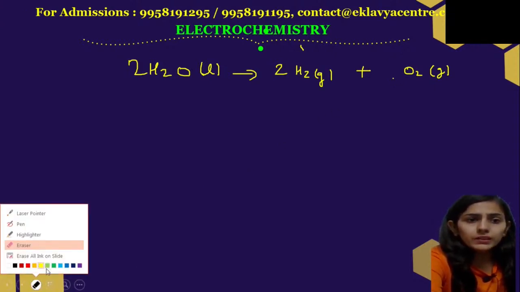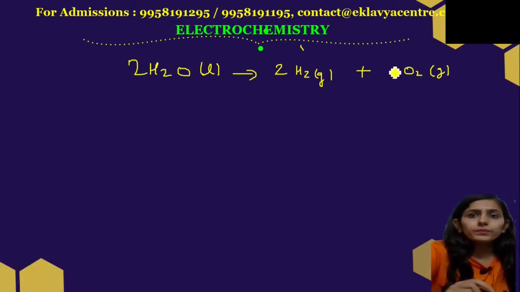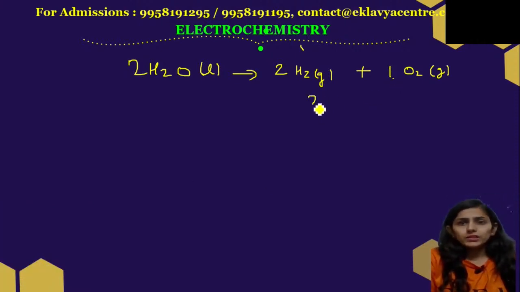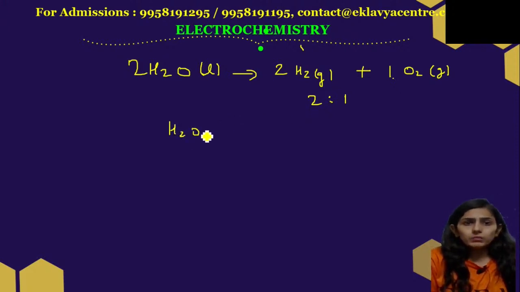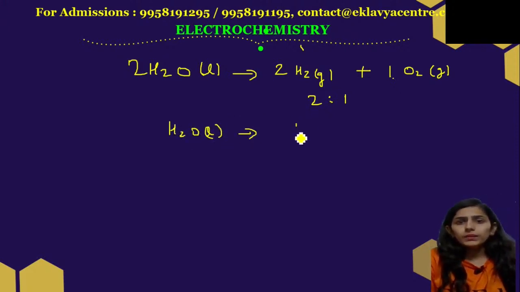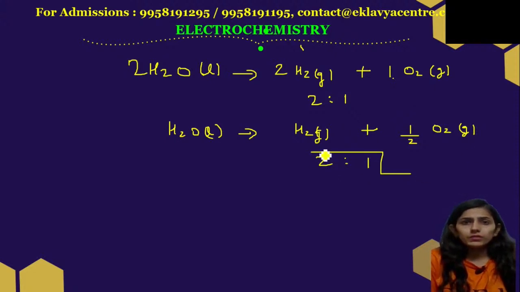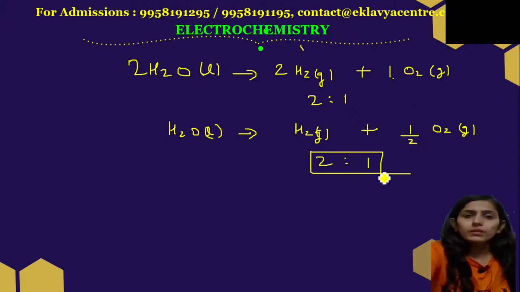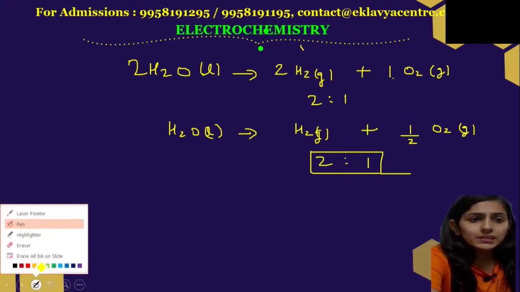Now, if we take only 1 mole of water, the ratio of hydrogen gas to oxygen gas is 2:1. So if we take only 1 mole of water, we will be getting 1 mole of hydrogen gas plus half mole of oxygen gas, because the ratio between oxygen and hydrogen gas is 2:1. This is the ratio. Right, beta? I hope this much is clear to you.